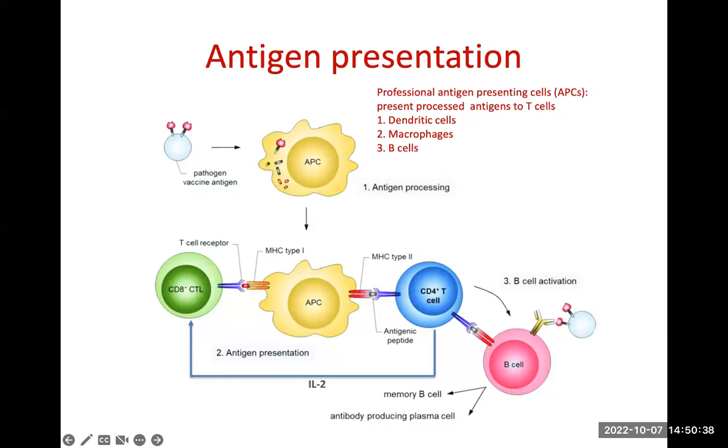Do CD4s attack only microbial infected cells? I think you are referring to CD8s. Do they only attack microbial infected cells? Yes. If they start attacking healthy cells, that's when you end up with autoimmune diseases.